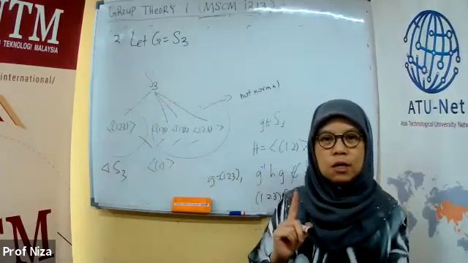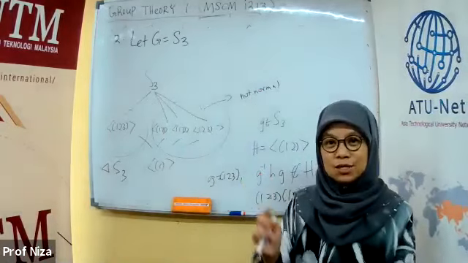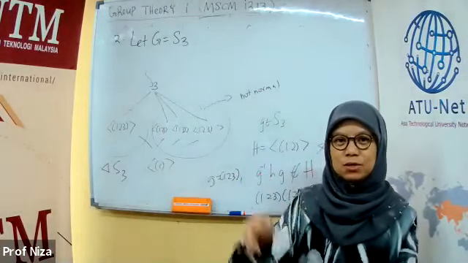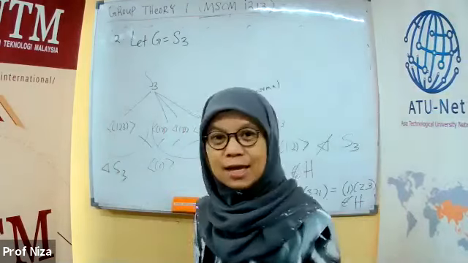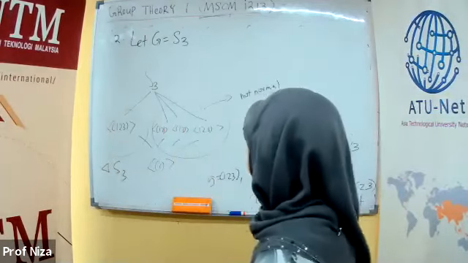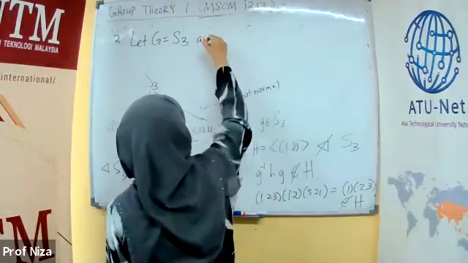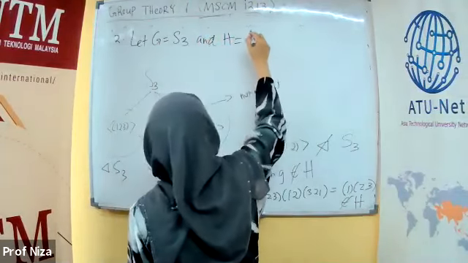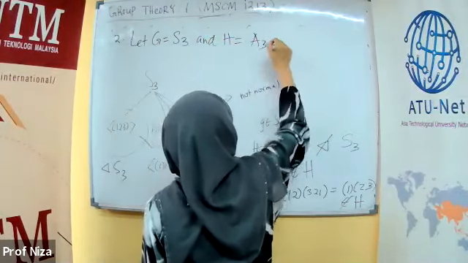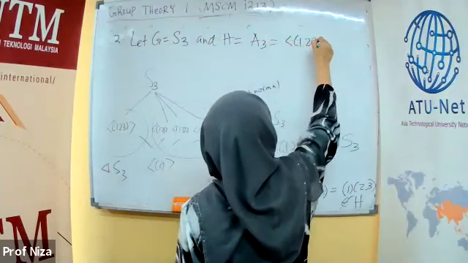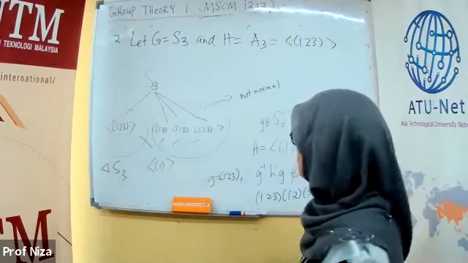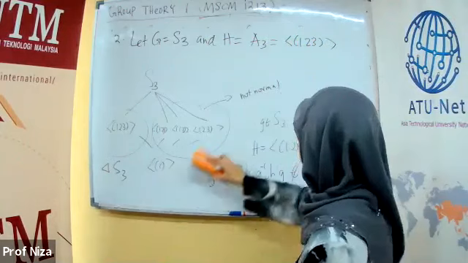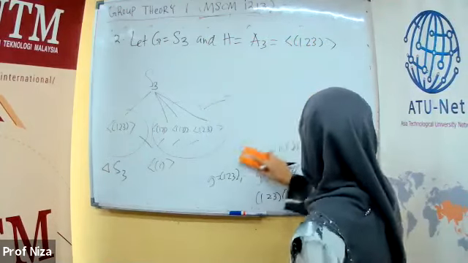So actually, the only normal subgroup is this one. S3 has only one normal subgroup. And also the index is 2, right? 6 over 3. And this is also A3. Oh, so many reasons. And H is A3, generated by (1 2 3). Now we have only 2 cosets.